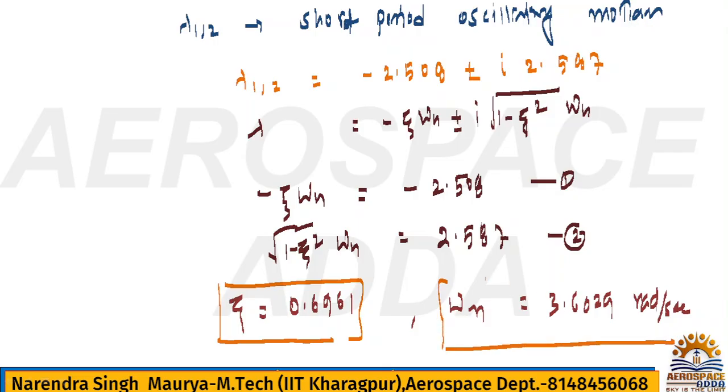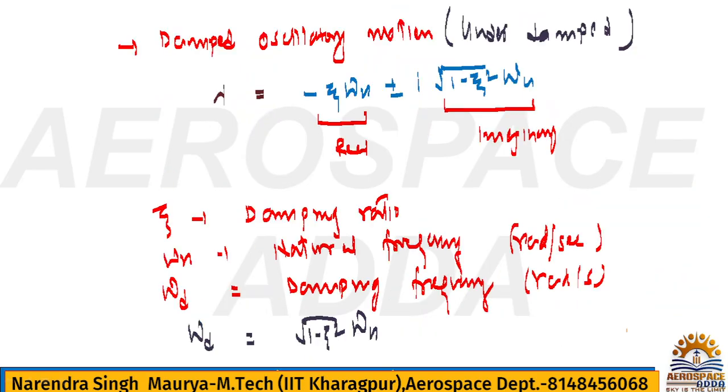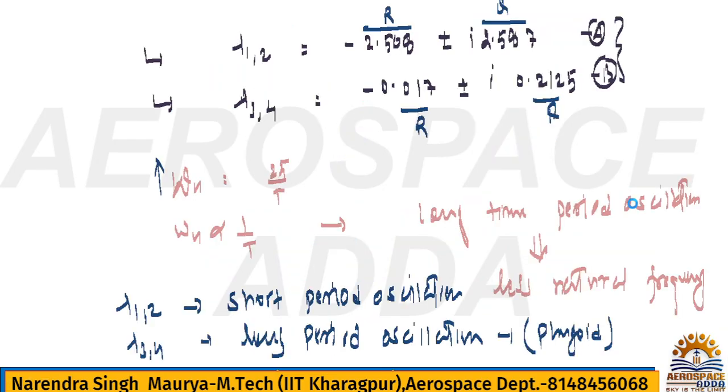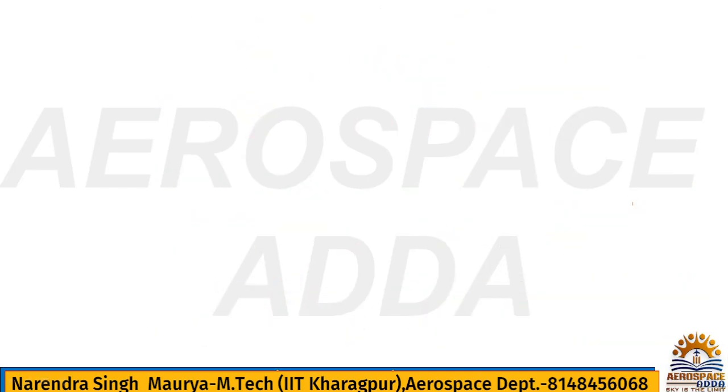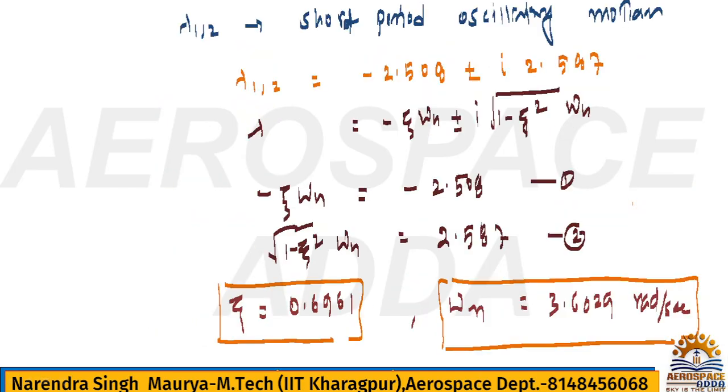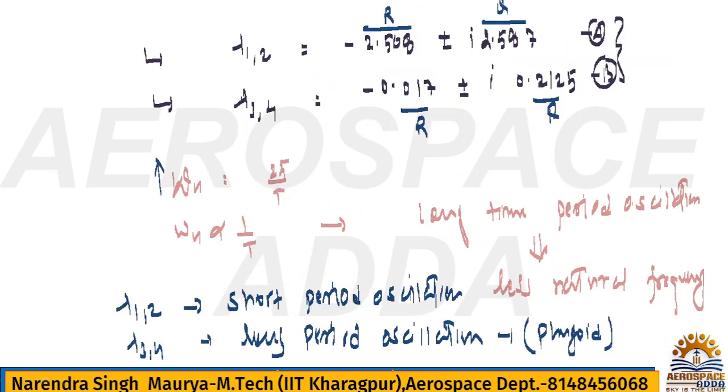They had asked for the damping ratio or damping factor. Xi is also called damping ratio or damping factor, so there should not be any confusion. This is the first one, done for the short period oscillation. The same thing you can do for the long period oscillation, but before that, as I told you, we have to calculate the remaining data for the short period oscillation.